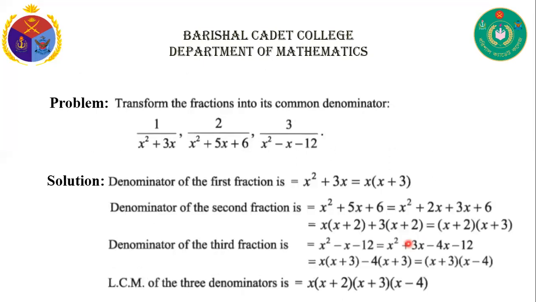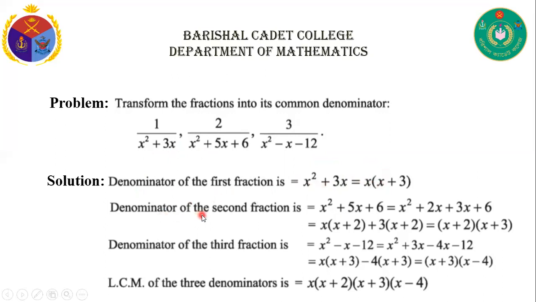Okay, now the last problem. Transform the fractions into their common denominator. Here we have three fractions, right? The denominator of the first fraction is x squared plus 3x. So we can take x common, then we have two factors, x and x plus 3. That is x into x plus 3.